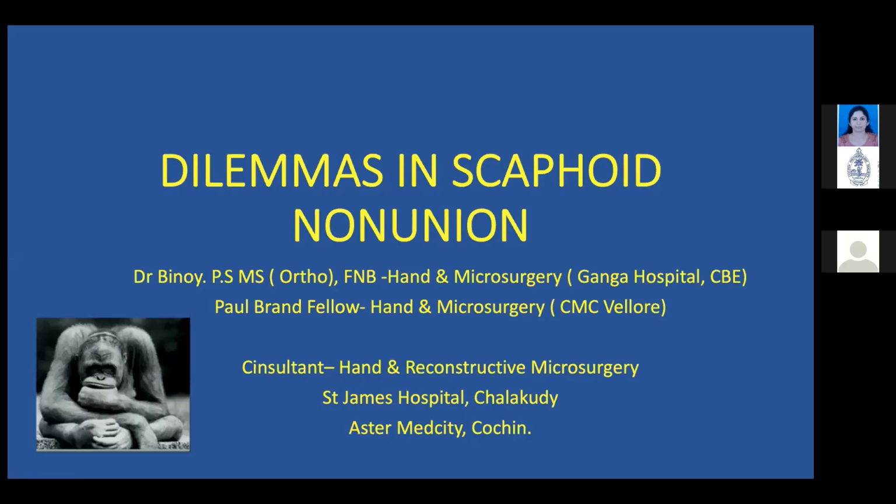So the topic is dilemmas in scaphoid non-union. We know that scaphoid non-union is a very confusing thing because we actually don't know what to do when you see it: whether you should wait, whether you should fix it, and if you are fixing it, with what you should fix it. So the confusion is actually a lot.